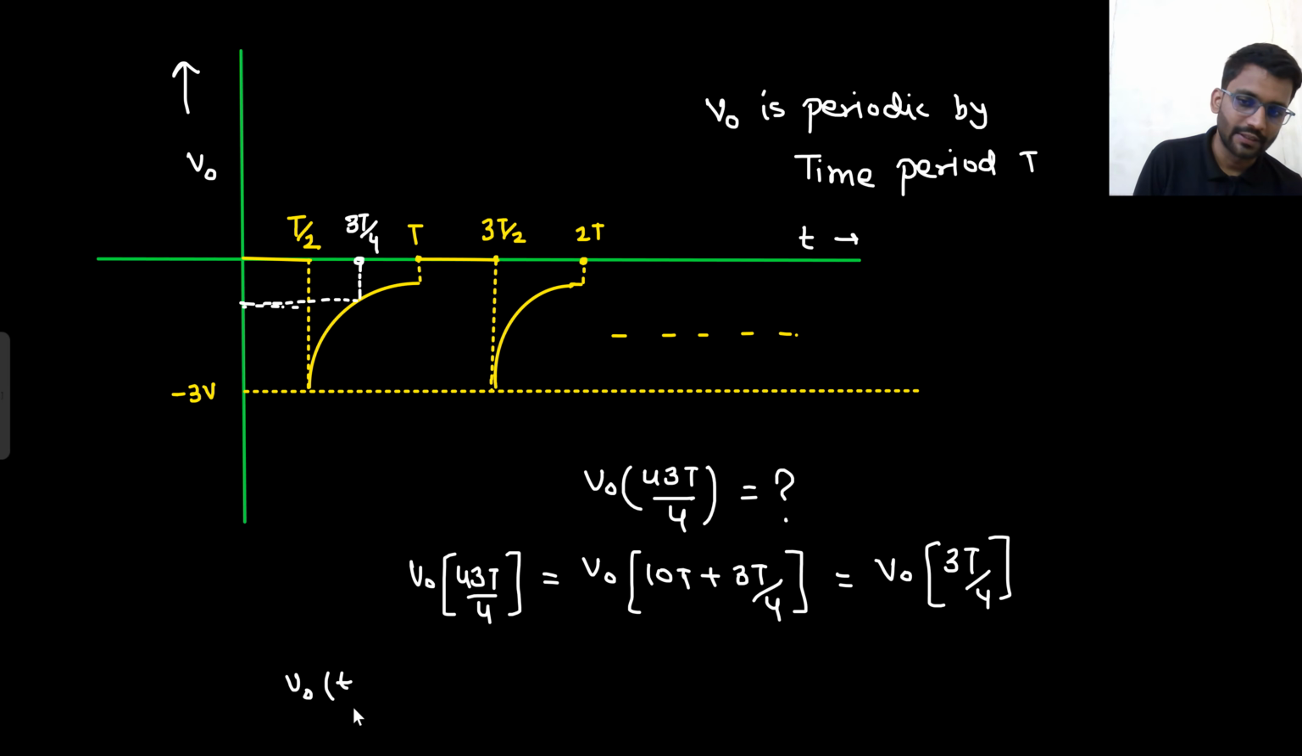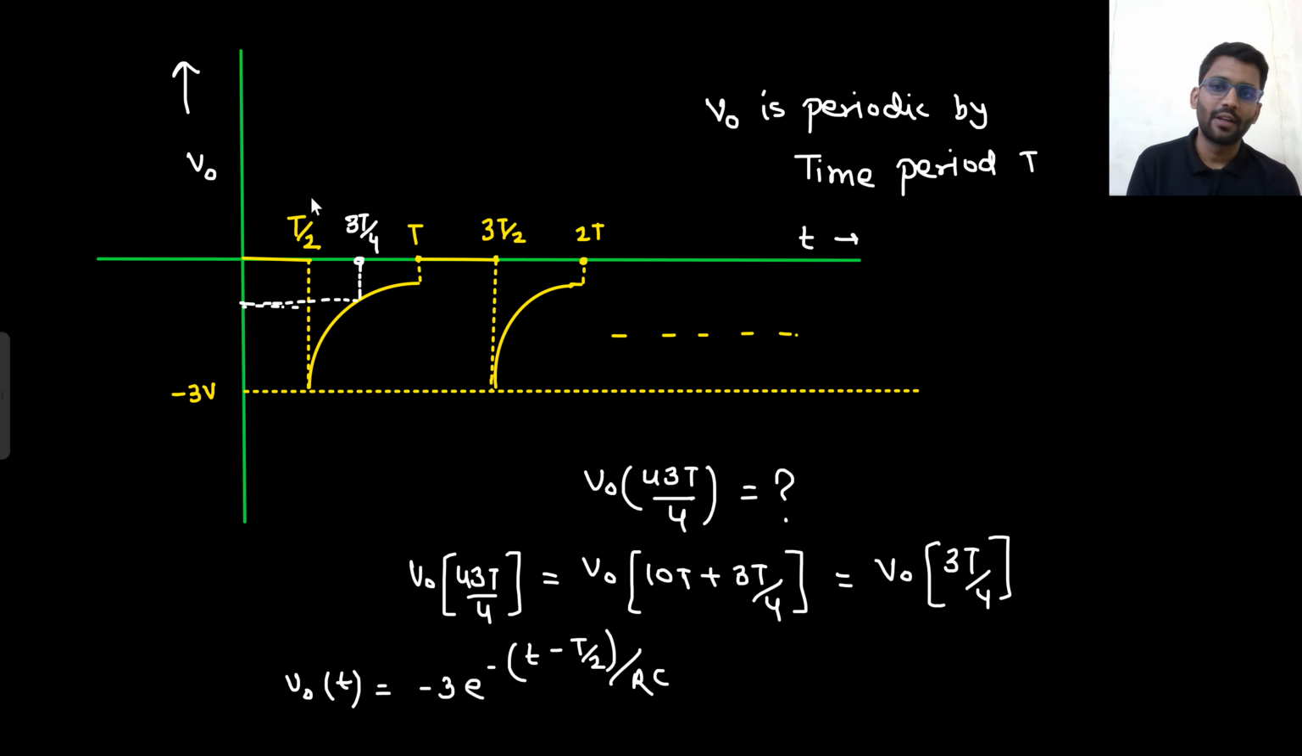The V naught t equation was -3 e to the power minus (t minus t by 2) by RC, because we have the window from t by 2 only. And how much window is this? T by 4 time only.